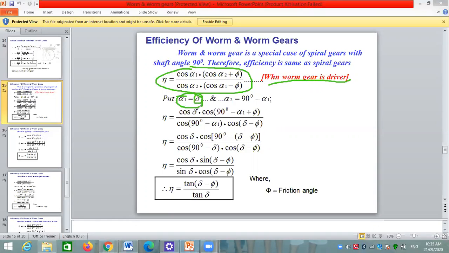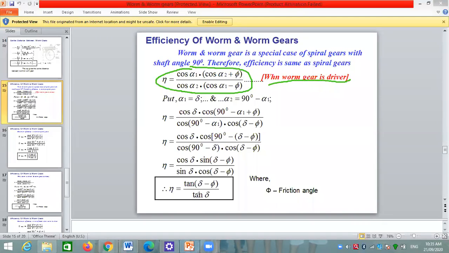So we will put alpha 1 equal to delta and alpha 2 equal to 90 minus alpha 1. Therefore, efficiency is equal to cos of delta into cos of 90 minus alpha 1 plus phi, where phi is the friction angle, divided by cos of 90 minus alpha 1 into cos of delta minus phi.